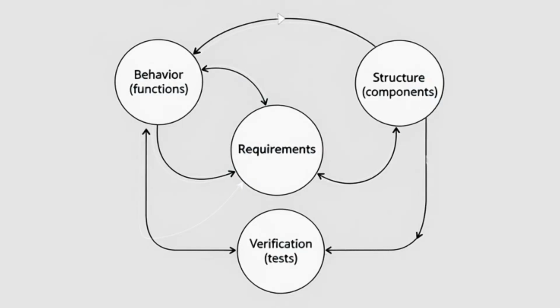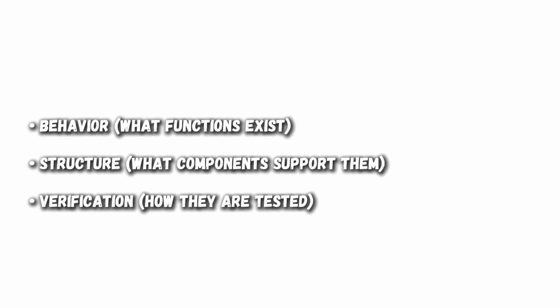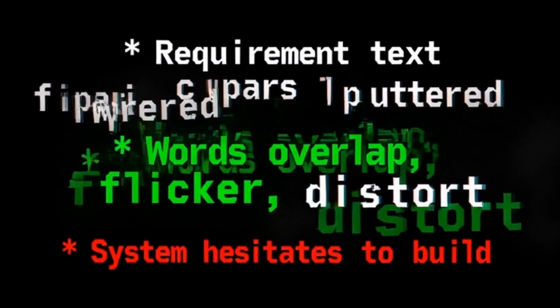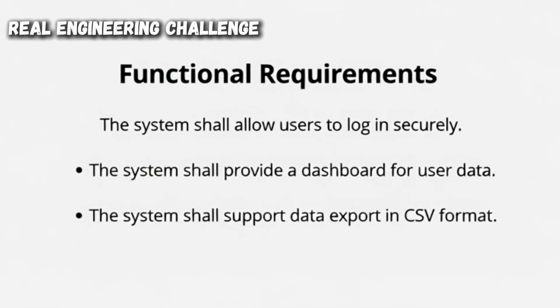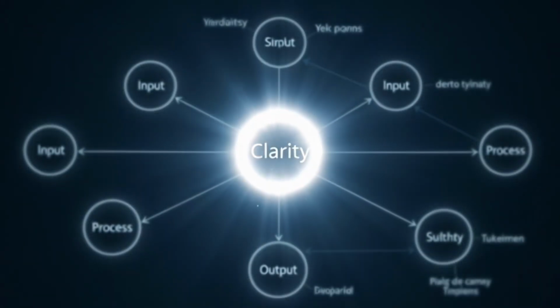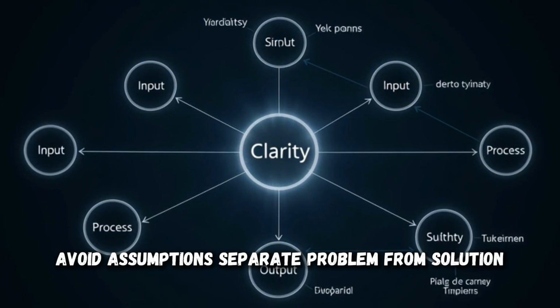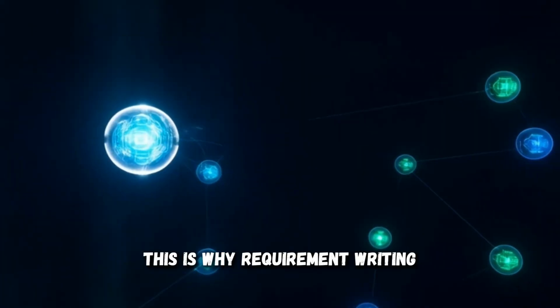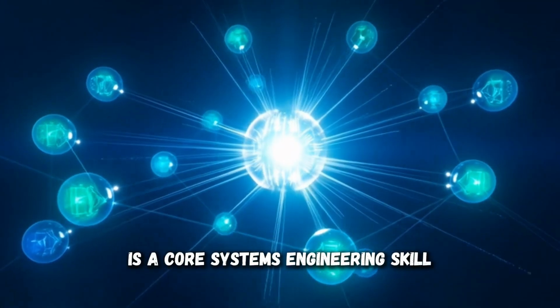In MBSE, requirements don't sit in isolation. They connect to behavior, what functions exist; structure, what components support them; and verification, how they are tested. When requirements are written clearly, the rest of the model becomes easier to build. When they are unclear, the model becomes unstable. Real engineering challenges: the hardest part of writing requirements is not the format, it's clarity of thinking. You need to understand the system, avoid assumptions, separate problem from solution, and be precise without over-constraining. This is why requirement writing is a core systems engineering skill.